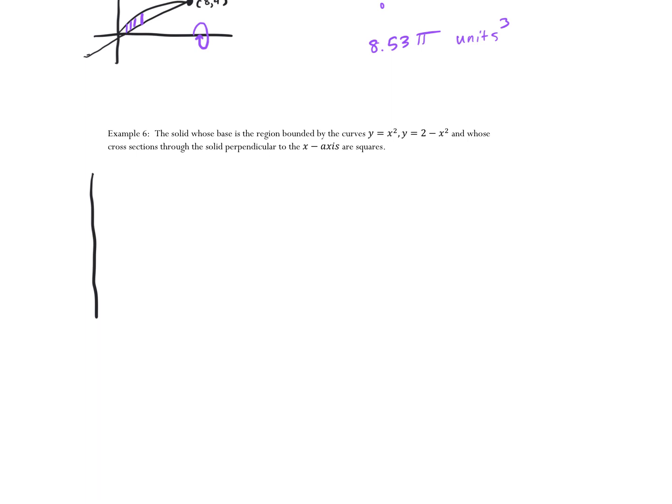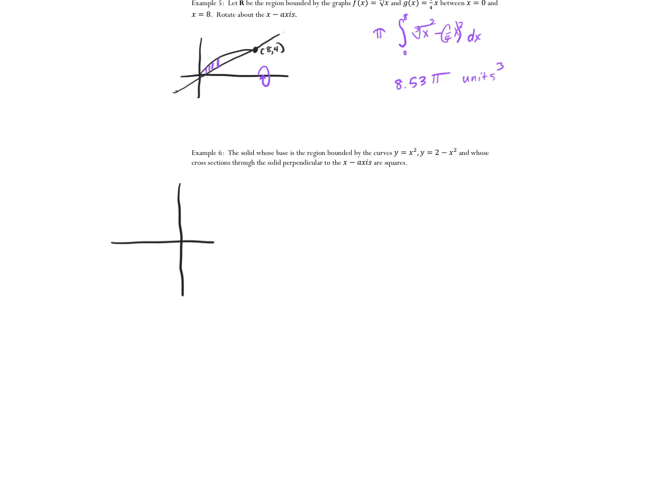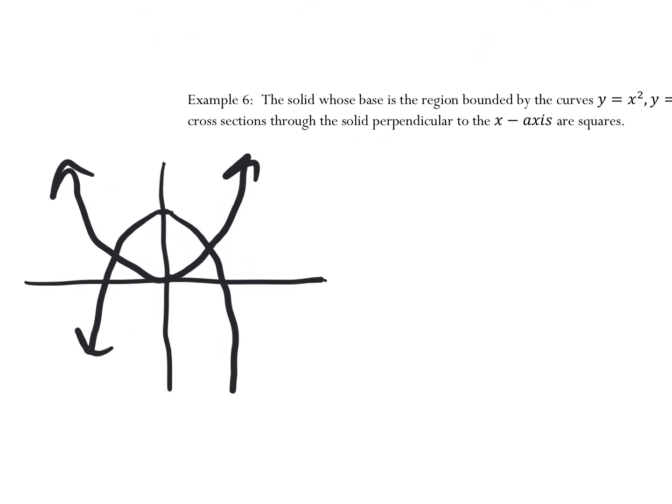A solid whose base is the region bounded by y equals x squared and 2 minus x squared. So the picture of this: here's 2 minus x squared. Here's y equals x squared, yeah? Everybody good? And so this one looks a little bit different because we're not doing a rotation.